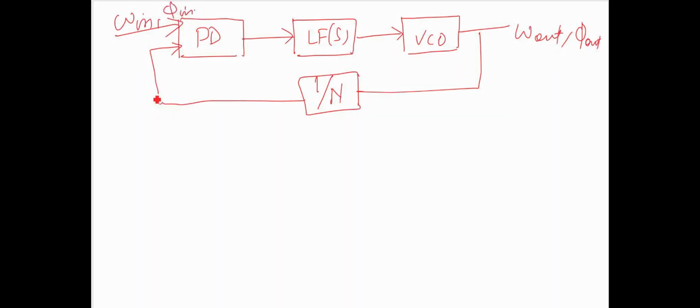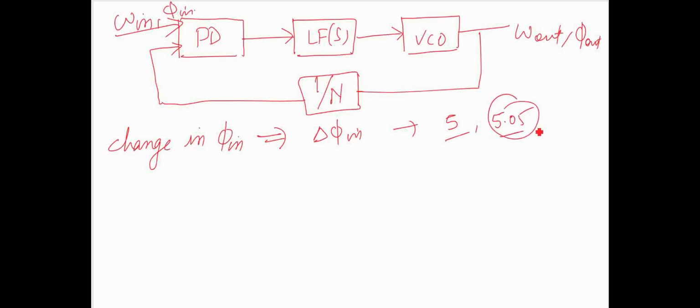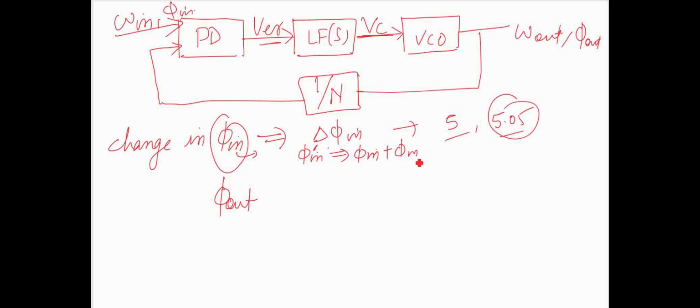Now, for some reason, there is a change in phi in. The phi in increased by some amount, delta phi in. Let's take some number: let phi in be 5, and now it increased by some amount to 5.05. Just a random number I'm taking. Because of this, there was some V error, and because of that V error, there was some VC, and you got phi out. Now phi in becomes the new phi in, phi in plus delta phi in.